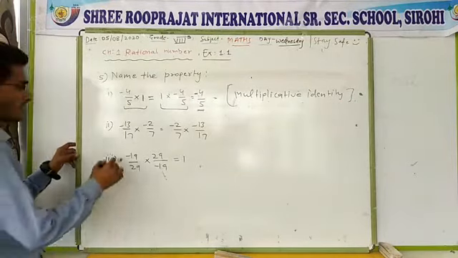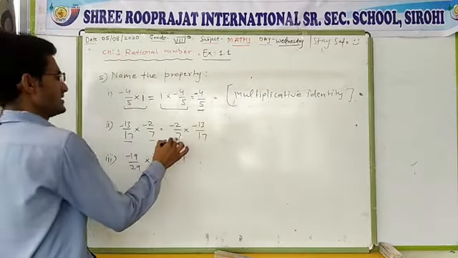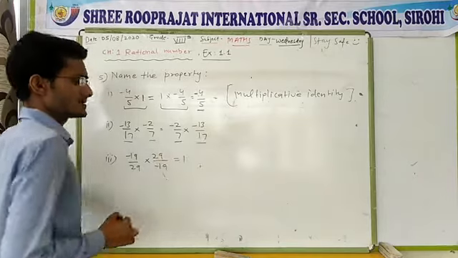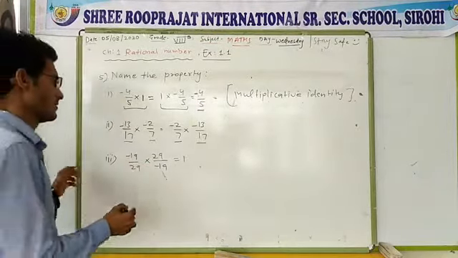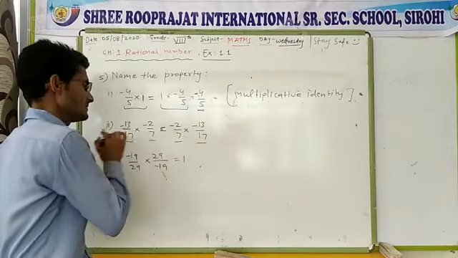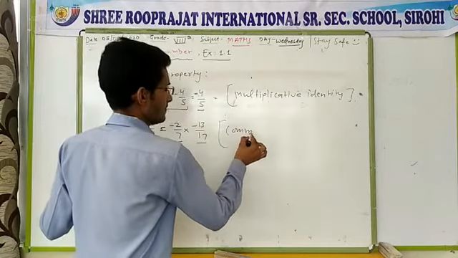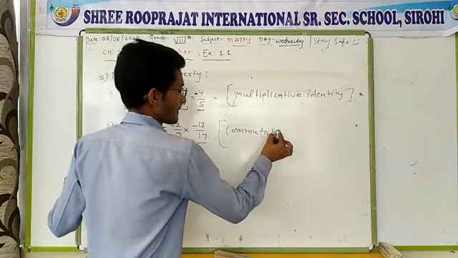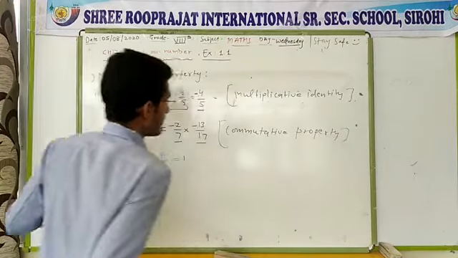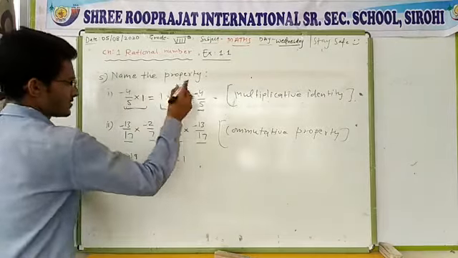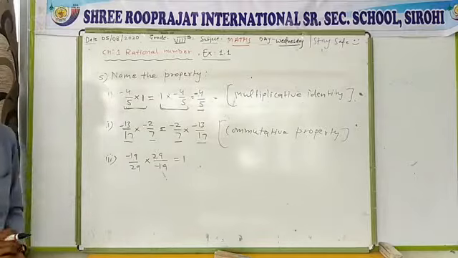Next one, minus 13 by 17 multiplied with minus 2 by 7, and on the next side it is minus 2 by 7 multiplied with minus 13 by 17. We are just multiplying the two rational numbers in two different orders. In both cases you will get the same answer. That property is called the commutative property. If we talk about both these two parts, it is also a commutative property, but we are using a 1 here. That's why we write multiplicative identity.